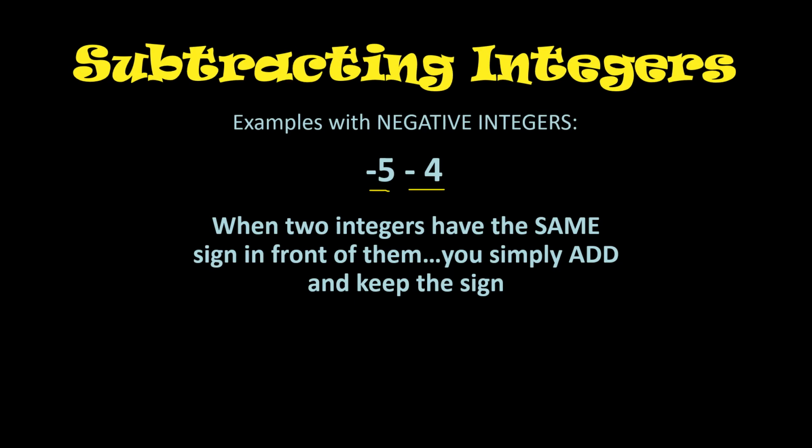So because they have the same sign in front of them, we're going to think, okay, add. 5 plus 4 is 9. And then you go back to the original expression, and because they had negative signs in front of them, my answer is going to be negative 9.